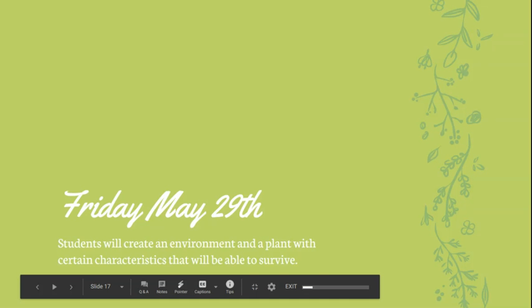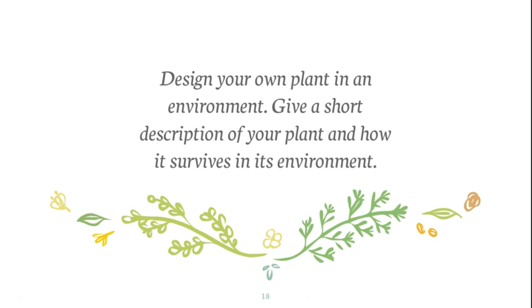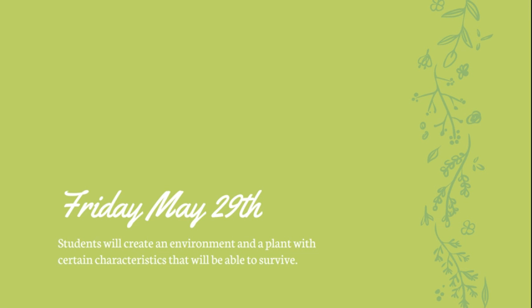And we're on our last day of the week, and we are going to be talking about science today. So, our goal for today is to be creating an environment and a plant with certain characteristics that will be able to survive. All week we've been watching videos, reading articles, and looking at pictures about plants, and we've been looking at all of the different things that plants need to survive. We've been looking at vocabulary and all that good stuff.